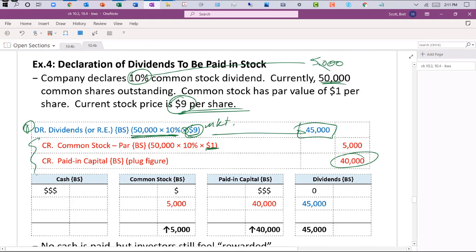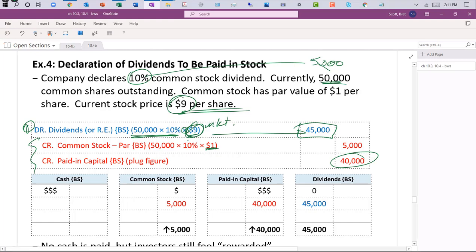But how is it being viewed as a reward to shareholders? That's going to be based on whatever the market price is. They get these additional stock certificates. Why is this additional stock valuable? Well, because they can turn around and sell it. They turn around, they sell it, they get $9 per share. So for them, the value of each share is $9.